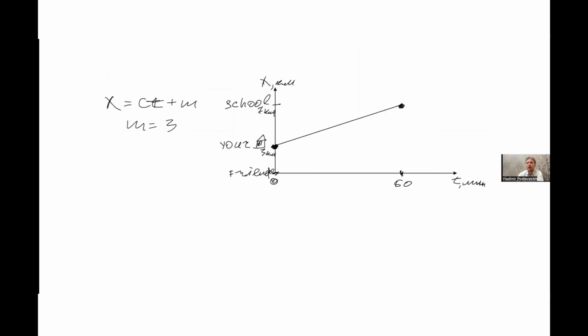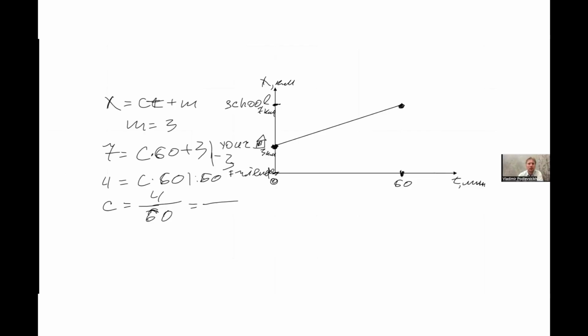Okay. And in 60 minutes, we will be at school, so it will be 7 kilometers. x is kilometers, so 7 is c times 60 minutes plus m, plus 3. Let's find c from here. We'll subtract 3 from both sides. Get 4 is equal to c times 60. So c is, we divide both parts by 60, we get 4 over 60. When we divide this fraction by 4, we get 1 over 15. And our linear equation is x equals 1 over 15 t plus 3.